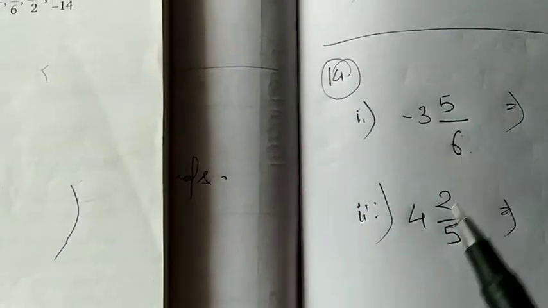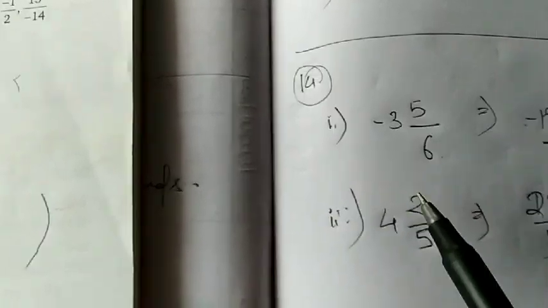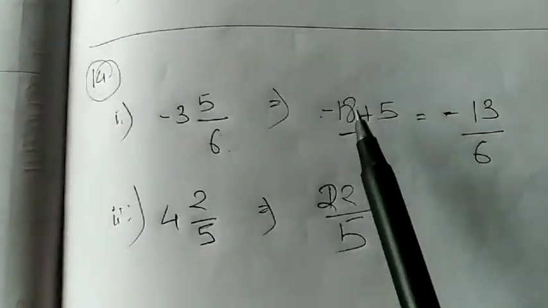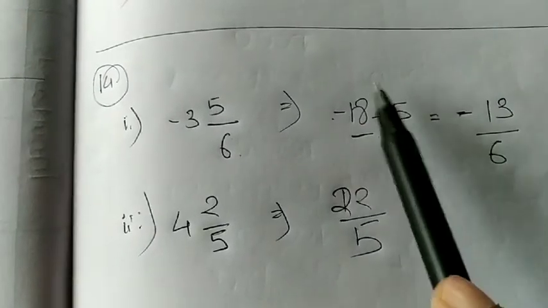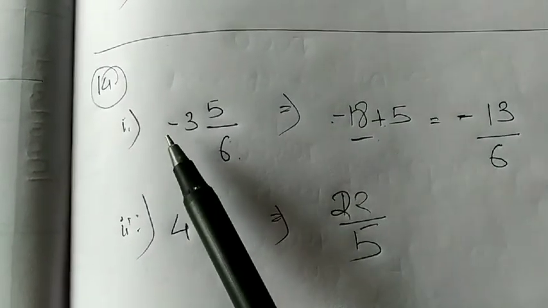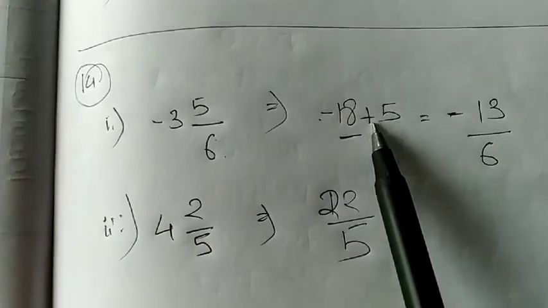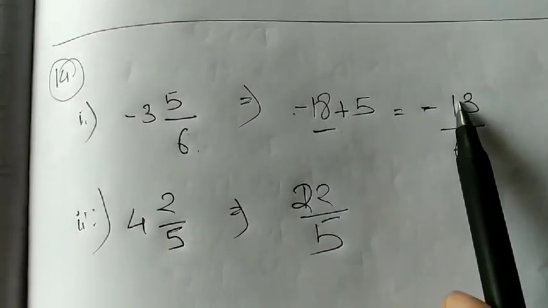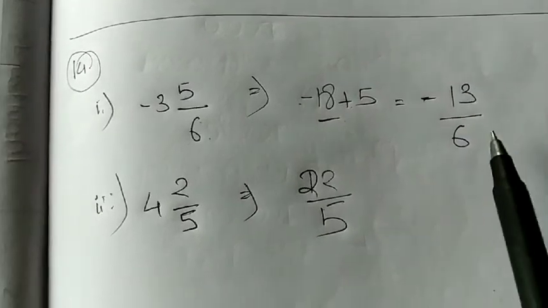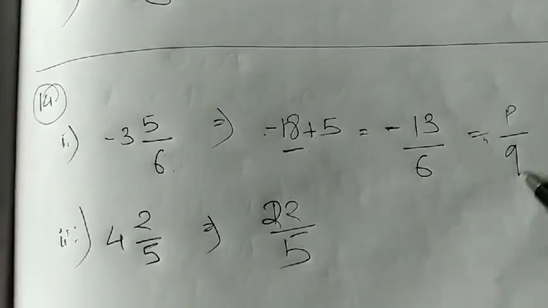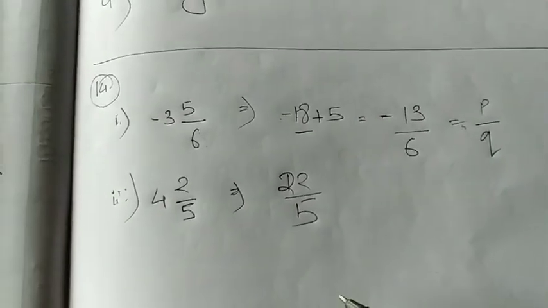6 into 3 is 18, but 6 into minus 3 is minus 18. Then minus 18 plus 5. So you understood how we got minus 18? 6 into minus 3 is minus 18 plus 5. Minus 18 plus 5 is minus 13. Okay, minus 13 by 6. So p by q is, that's it, minus 13 by 6.